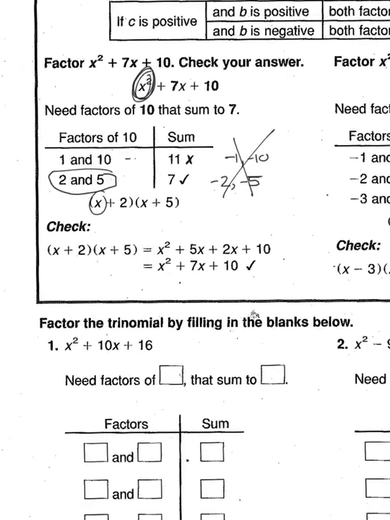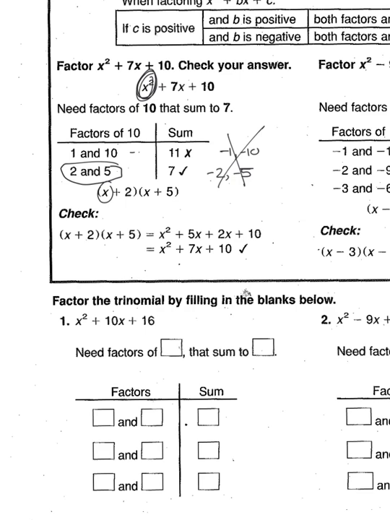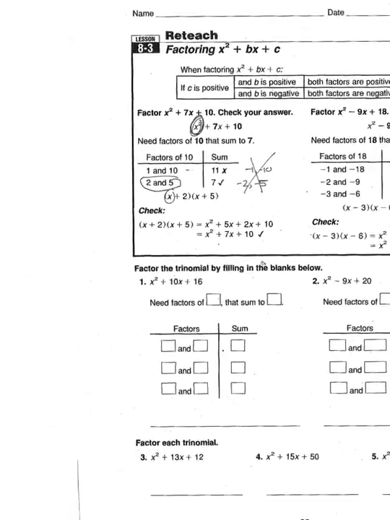If you wanted to check your work, you could. You could just simply FOIL or distribute, whatever you want to call it, and you should end up with your original polynomial, which is x squared plus 7x plus 10, which is what they did.